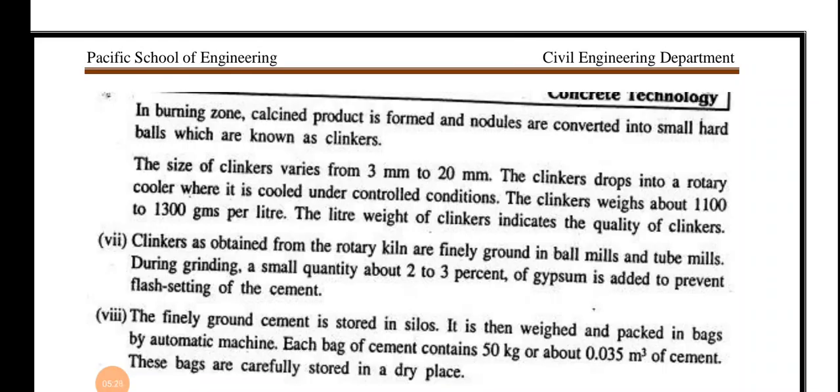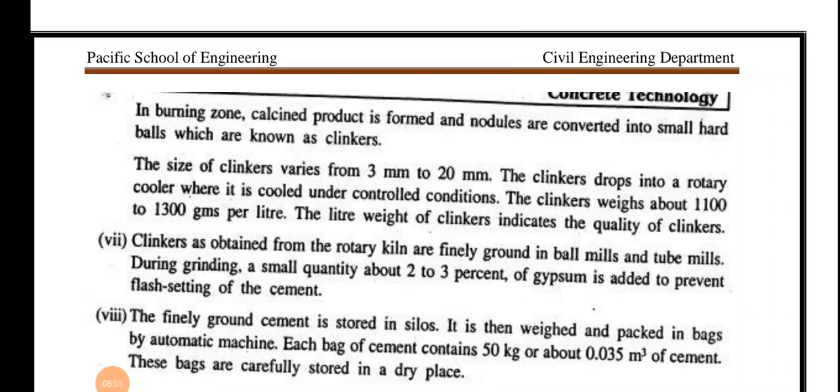The clinkers drop into a rotary cooler where they are cooled under controlled conditions. The clinkers weigh about 1100 to 1300 grams per liter. The liter weight of clinker indicates the quality of clinker. Clinkers as obtained from the rotary kiln are finely ground in ball mills and tube mills. During grinding, a small quantity, about 2 to 3% of gypsum, is added to prevent flash setting of cement.